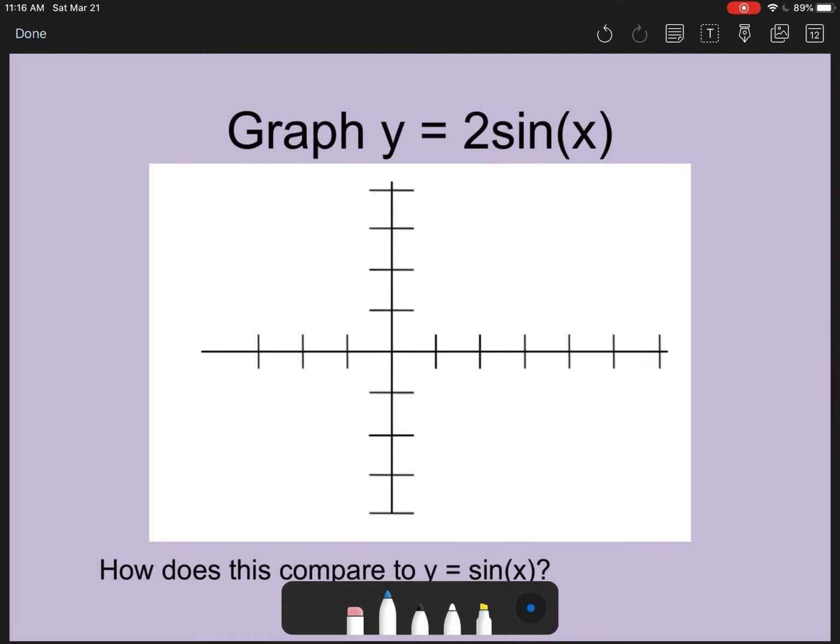All right, now let's take a look. What we want to do is graph y equals 2 sine of x. So let's first label the x and y axes. All right, we can make this 1, 2, negative 1, negative 2.